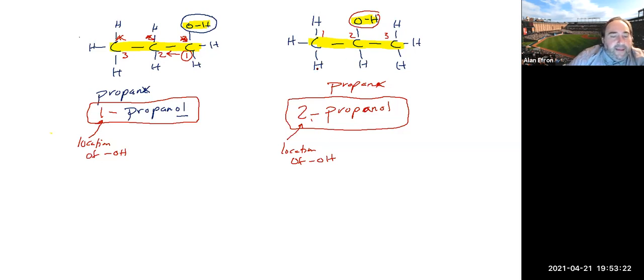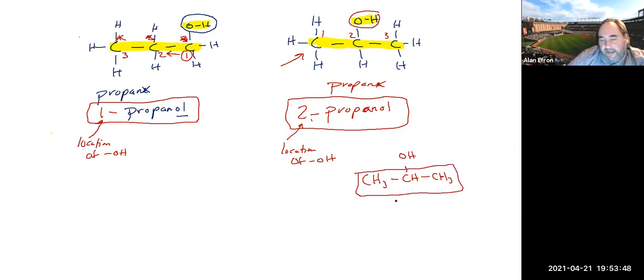We would obviously name any other group that would be there based on the location of the OH group, whichever way we decided to number. Side note here, 2-propanol is also known as isopropyl alcohol. Why is it called isopropyl alcohol? Because if you remember when we talked about those alkyl groups at the very beginning, CH3, CH, CH3, that is the isopropyl group, right? And because this is an OH, a common name is isopropyl alcohol. Isopropyl alcohol, 2-propanol, rubbing alcohol, all the same thing.